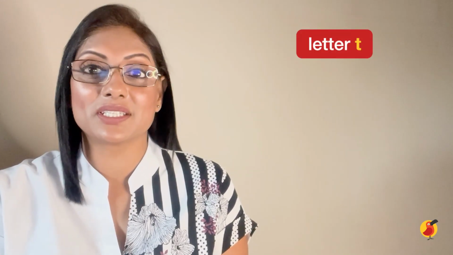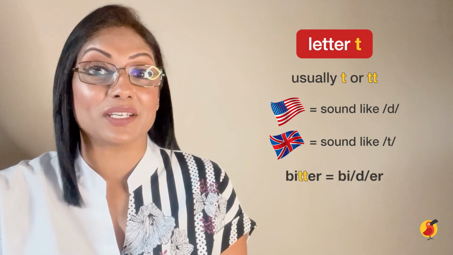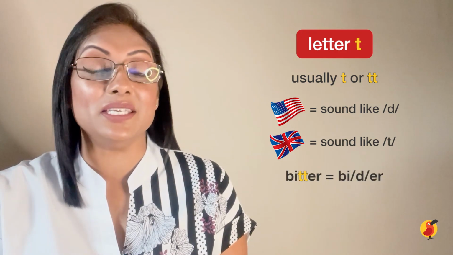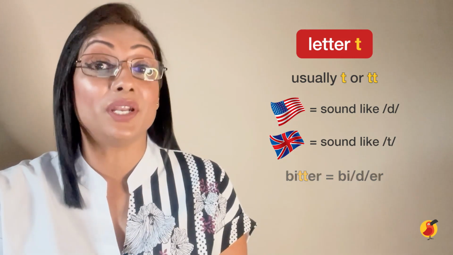Another common difference of American English is to make different sounds, usually with a letter T or two T's, which sound more like a D. In British English, this is not very common, and the T's are usually more clearly pronounced. In American English, the word bitter, B-I-T-T-E-R, sounds basically the same as bitter.